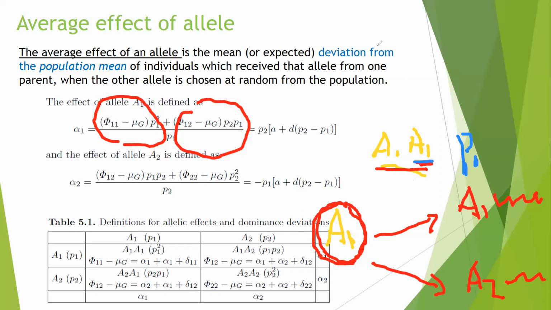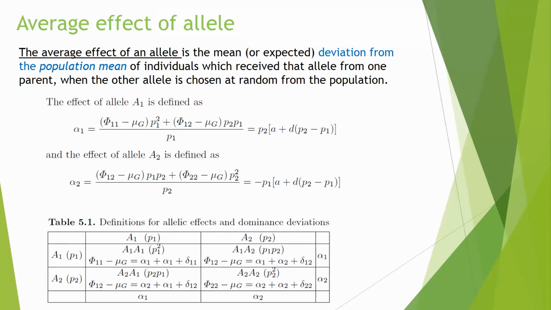All right. So if this is the case, then you simplify this. This is why we multiply the deviation of the genotypic value of A1 from the population mean by its probability, which is P1. Does that make sense?